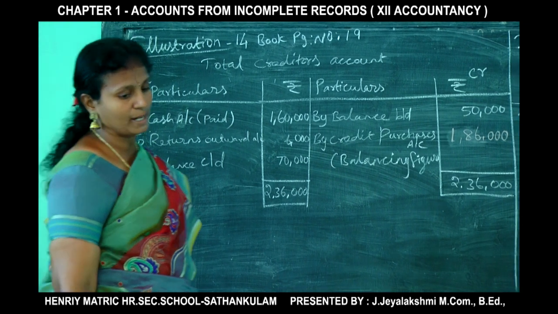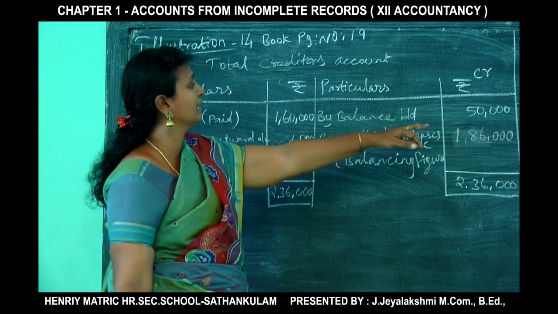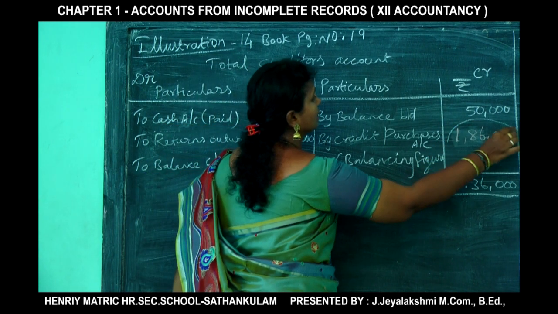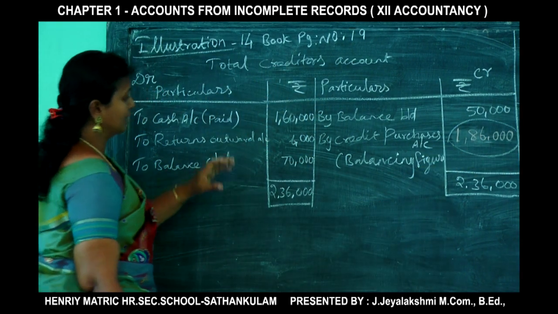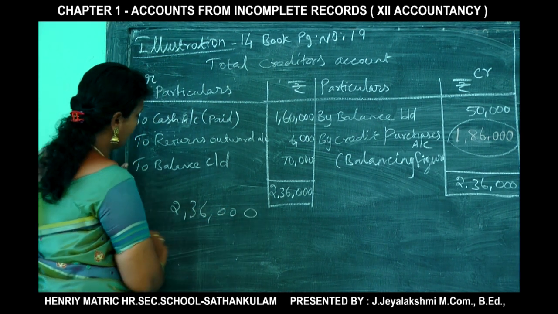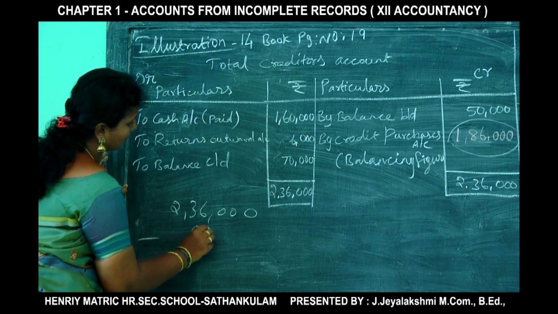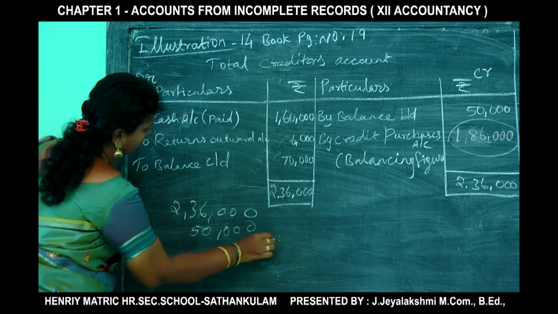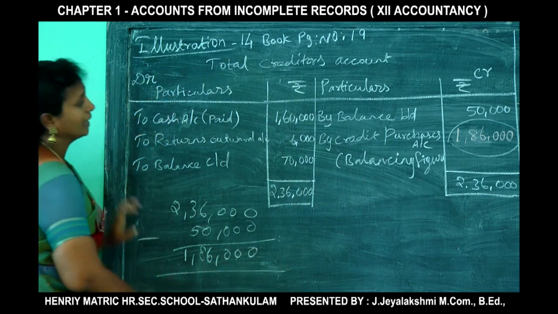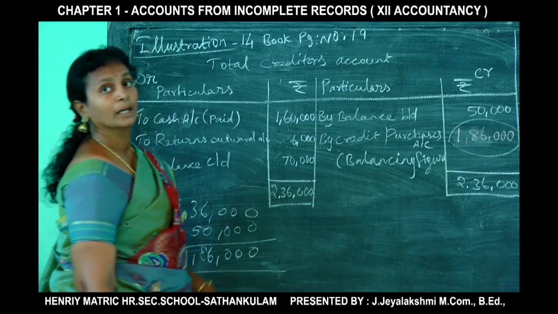Then we come to the credit side: by balance brought down. How much? Nothing but the creditors in the beginning, so we have taken that here. Then by credit purchases account, that amount we must calculate. From where? See the debit side, we have 2,36,000. We only have the opening balance, brought down, 50,000. So the remaining amount we get is 1,86,000. This is the balance figure written on the credit side, so both sides are equal at 2,36,000.